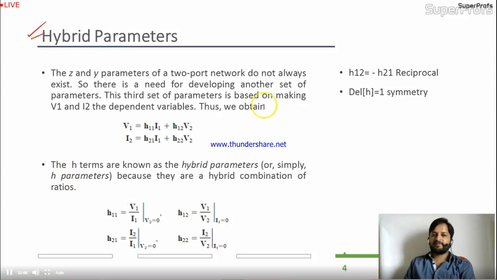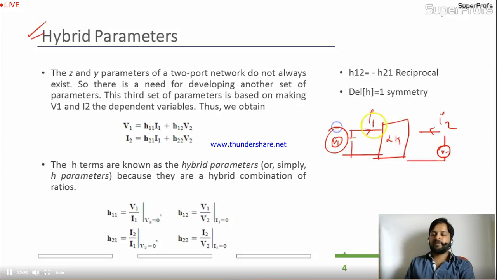Hybrid means for the last two networks, linear networks, we are taking, see, if this is V1 into the circuit, because of this I1, here is I2, this is V2. We are simply taking V1 in terms of I1 and I2, V2 in terms of I1 and I2, or in the second stage we took I1 in terms of V1 and V2, I2 in terms of V1 and V2.